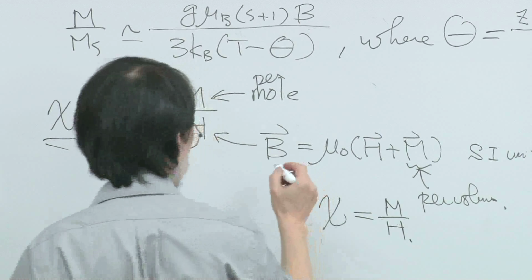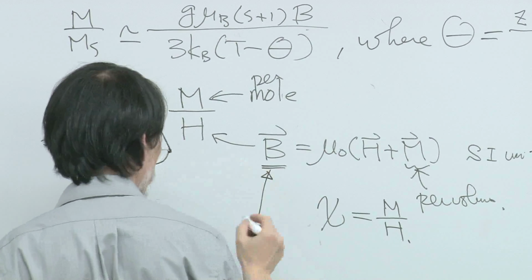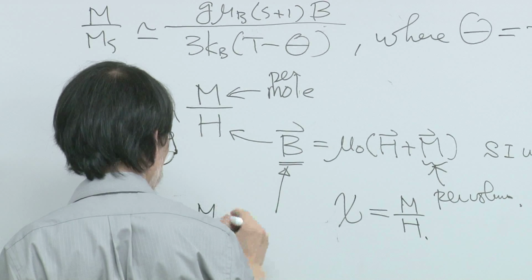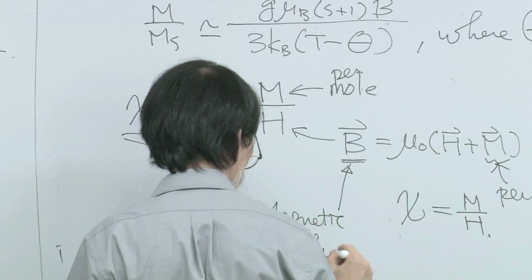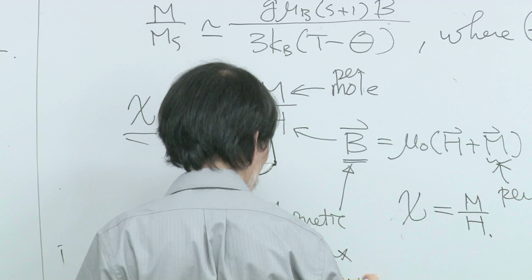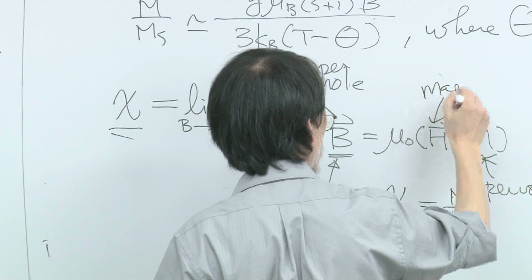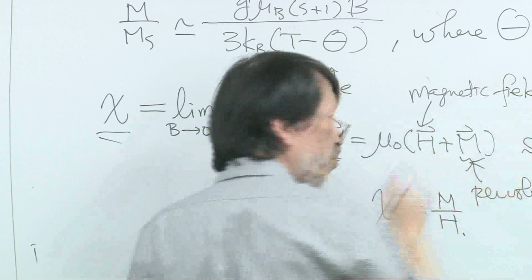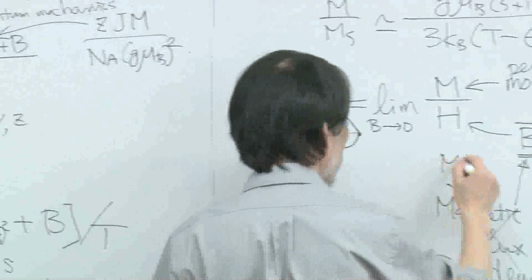By the way, in the old days, this quantity B was called the magnetic flux density, and H was called the magnetic field. But nowadays, people, at least in English, call both of them magnetic field.